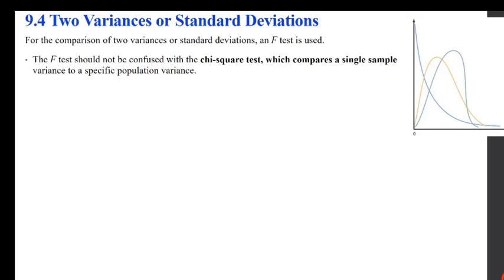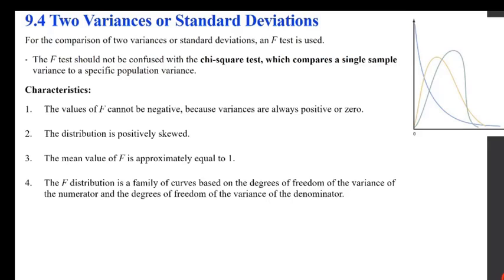When we deal with two variances or standard deviations, for the comparison of two variances or standard deviations, we use what's called an F-test, like chi-square. It is non-symmetric, it is skewed to the right, and it is important not to confuse it with the chi-square. In the case of the chi-square, we are dealing with a single sample. In this case, we are dealing with two. The values of F cannot be negative, remember, just like chi-square.